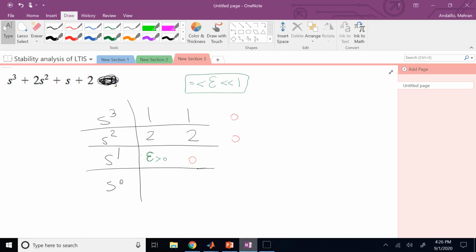So what would you get if you do so? It is going to be 2 times epsilon minus 2 times 0, so 2 epsilon, and then divided by epsilon, you will get a 2 here. So this is equal to 2 times epsilon minus 2 times 0, and then divided by epsilon. Okay, so you will get 2 here.